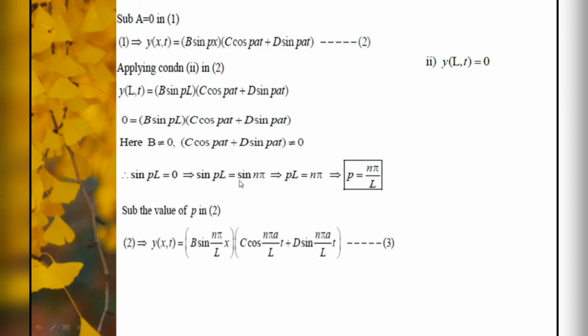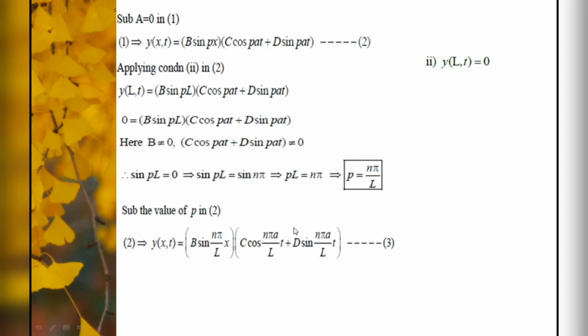Now we have to substitute P equal to n pi by L in our equation 2. Therefore, we will get y of x comma t equal to b into sin n pi x by L into c cos n pi at by L plus d sin n pi at by L, because we know that our P is nothing but n pi by L. So that is substituted in equation 2.